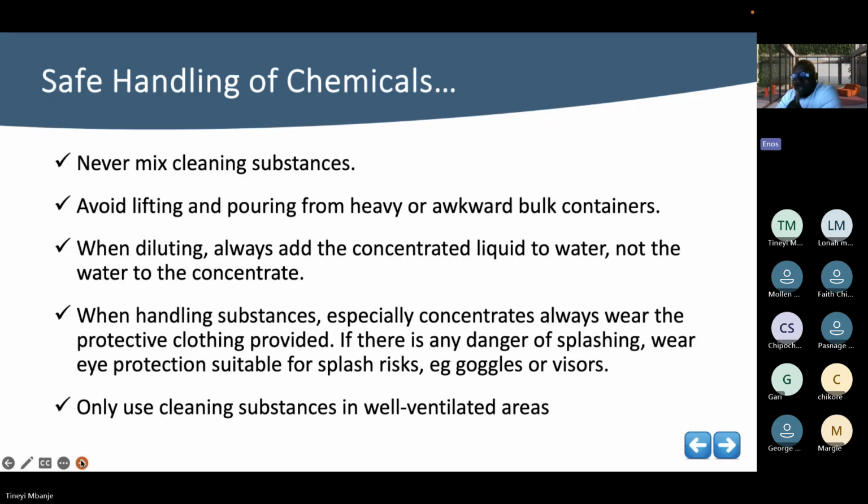Remember what I was talking about? So when the fire brigade came to Tinjuan, they came and poured water into the concentrate, and it created more heat, which ended up in a big explosion. That's why they use that. When handling substances, especially concentrate, always wear the protective clothing provided.